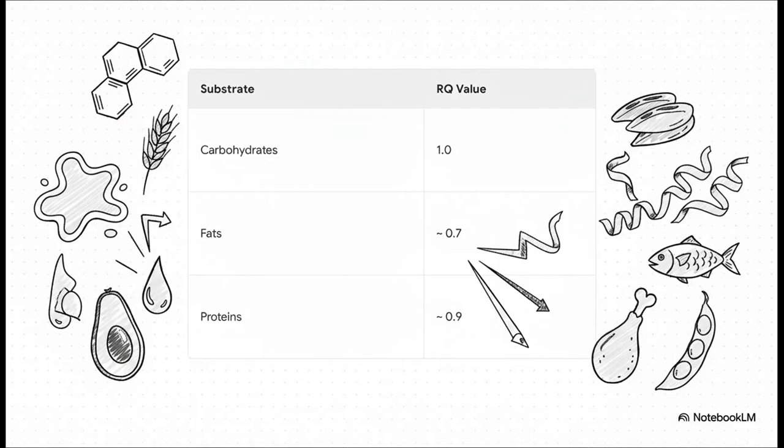And here are the numbers you need to know. For carbohydrates like glucose, the RQ is exactly 1. For fats, it's always a bit less than 1, around 0.7. And for proteins, it's about 0.9. Just remember this little table, okay? It's a favorite for multiple choice questions.